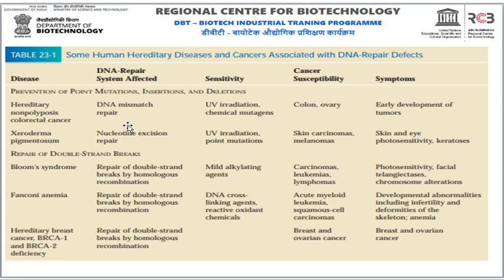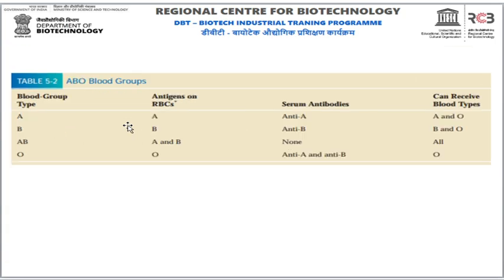Okay, next is xeroderma pigmentosum, which arises due to a defect in the nucleotide excision repair system. And this nucleotide excision repair system removes the damage caused by UV radiation and point mutation. So for cancer susceptibility, they have an increased susceptibility to skin carcinoma and melanoma. Okay, next, Bloom syndrome, Fanconi anemia, and hereditary breast cancer are caused due to defects in the repair of double strand breaks. Okay, so if this particular repair system is not functioning, then these conditions occur.